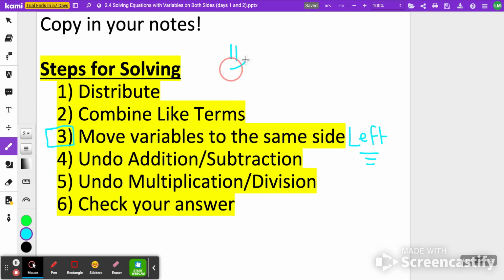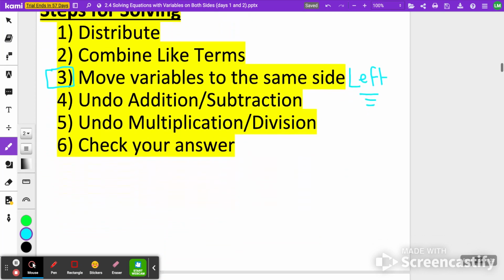If you haven't yet, take time now to pause this video, copy this in your notes, and when you're ready to move on and try an example, click play.